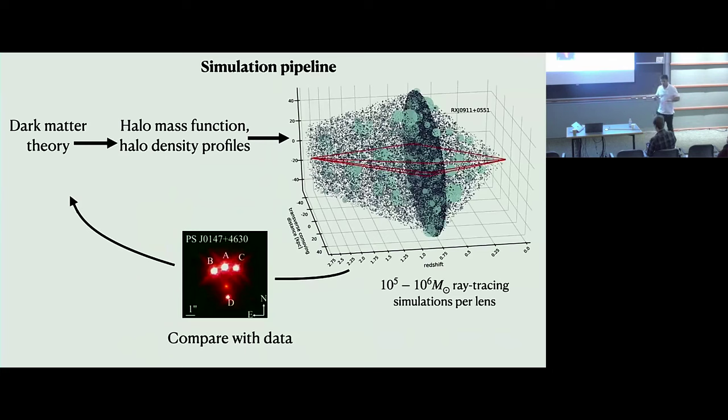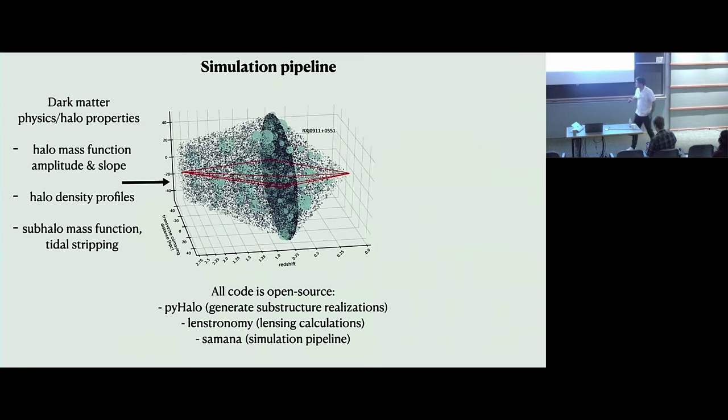So in the next couple of slides, I will try to give a crash course on how this works. At a very high level, this is what we do. We start with some dark matter theory that we're interested in testing. It will make some predictions for the form of the halo mass function and the density profiles of halos. We will simulate lenses millions of times for this dark matter model, making essentially fake lenses that look like the real thing, and then we'll make some kind of statistical comparison between the simulated data sets and the real data set to draw conclusions.